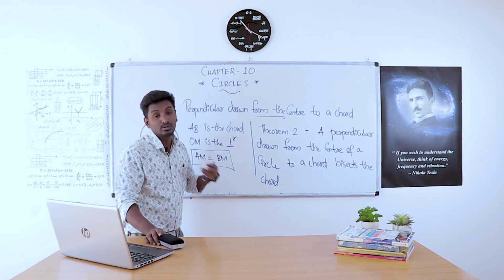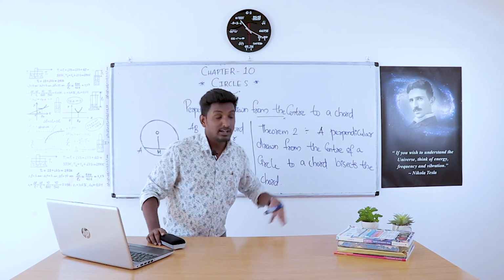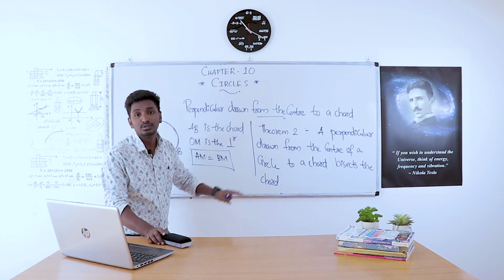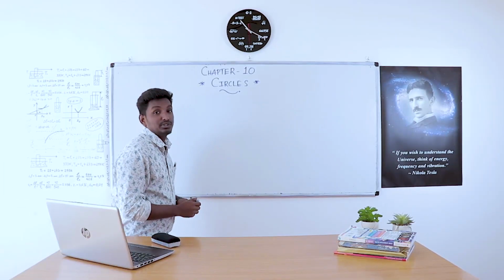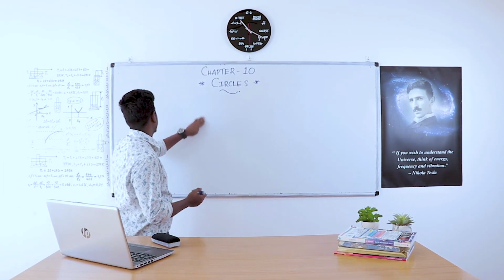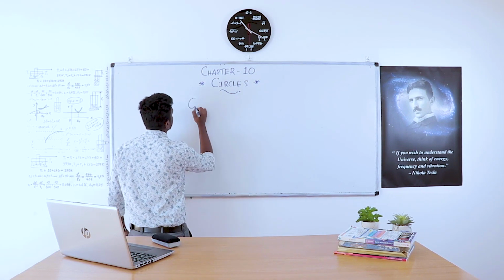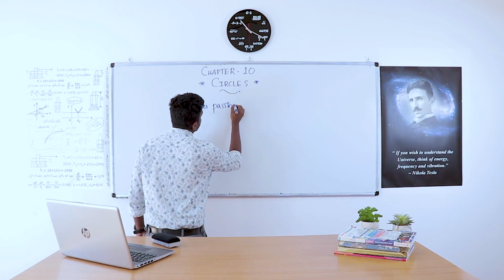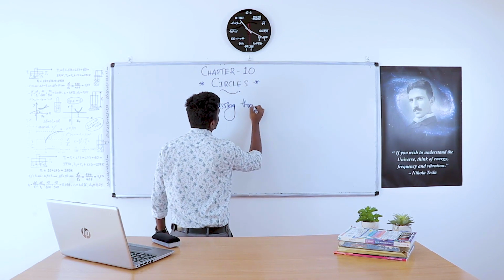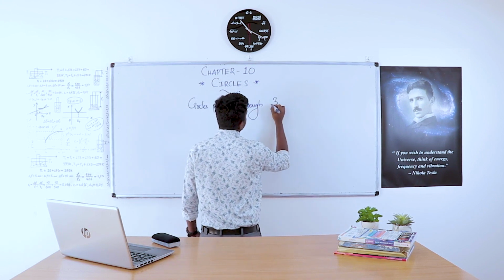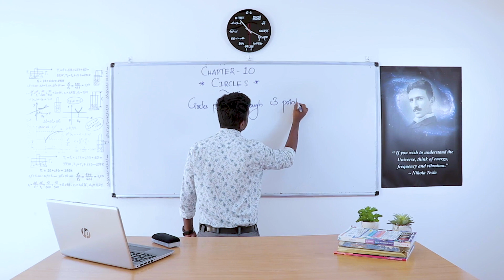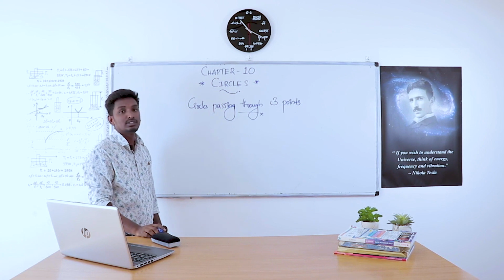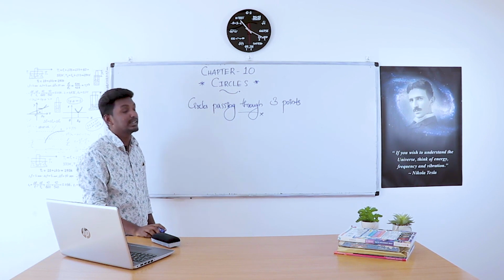We can solve problems based on all the theorems after completing all the theorems in this chapter. Clear? And moving to the next theorem, theorem number 3. Theorem number 3 is related to circles passing through 3 points. Based on this fact, we have to state the third theorem in this chapter.